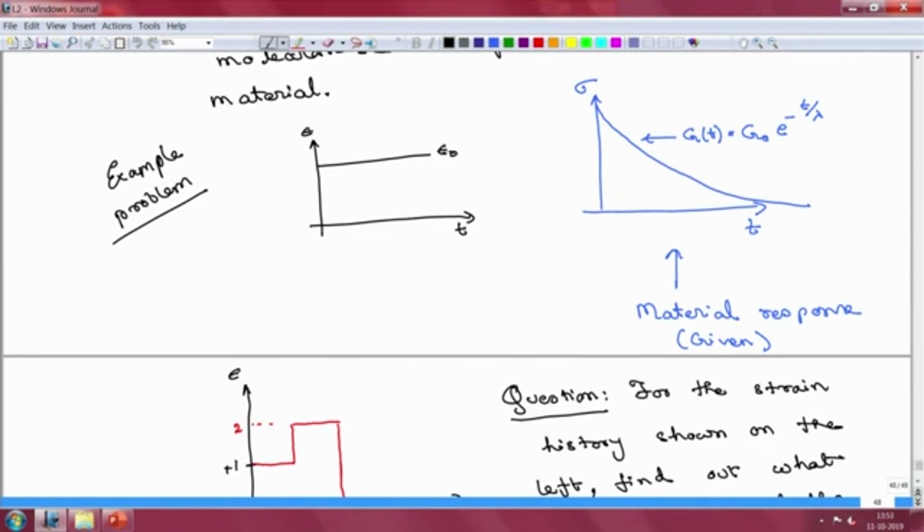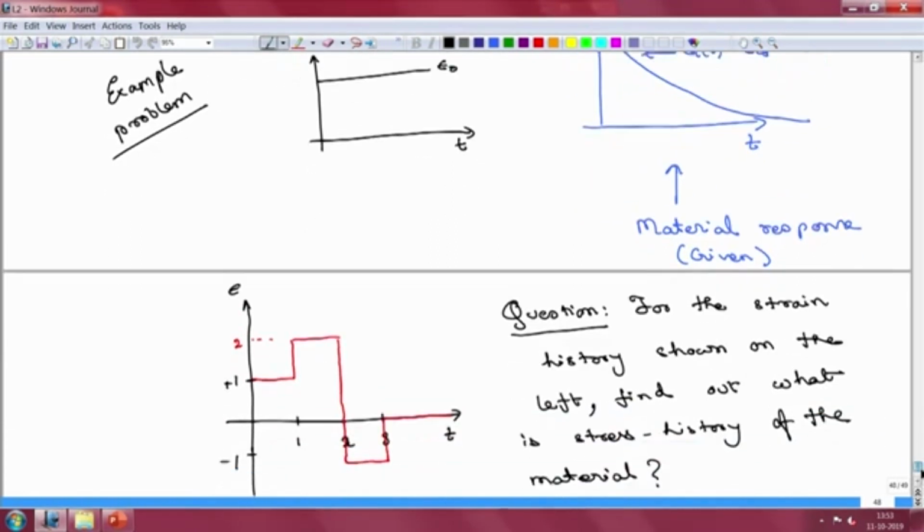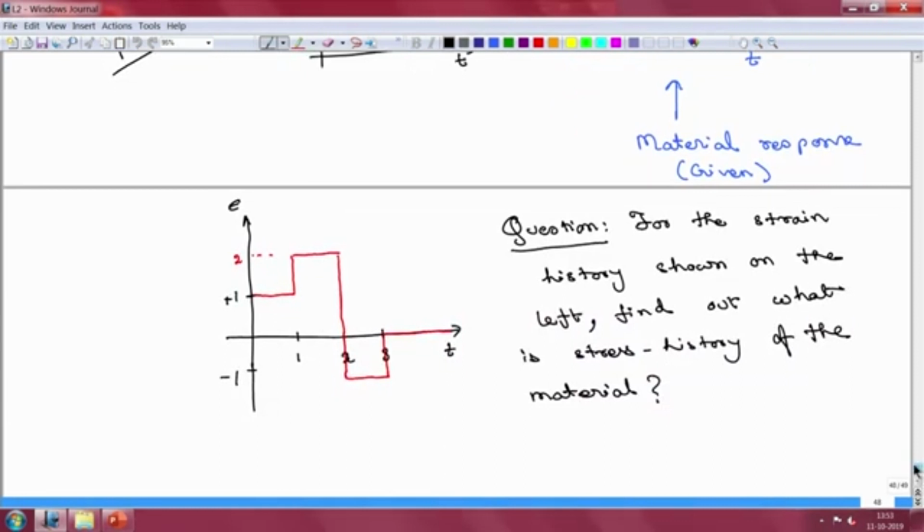The material response in the form of the stress relaxation function is given as G(t) equal to G naught e to the power minus t by lambda. So, this is the data that you already have, and then the question was asked that if I have a strain history which looks like what I have drawn on the left hand side, then for this strain history, what is the relevant stress history of the material? So, we want to solve this particular problem.